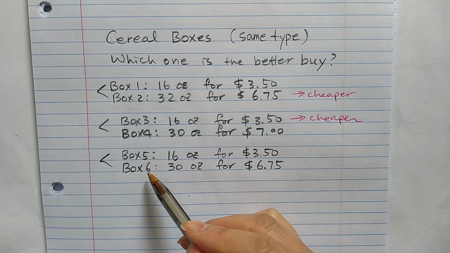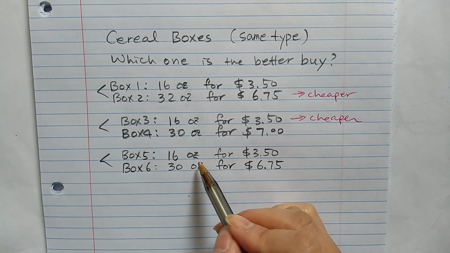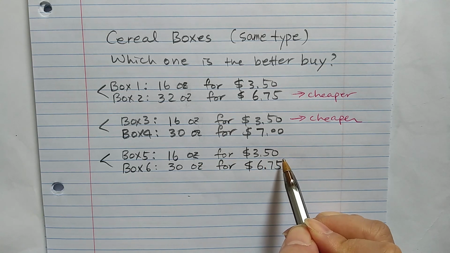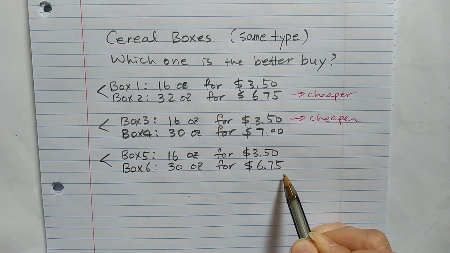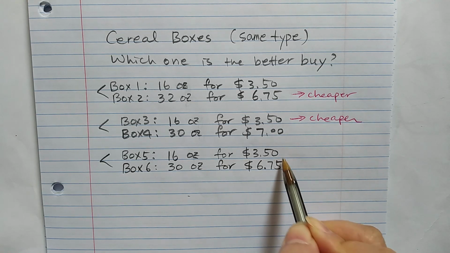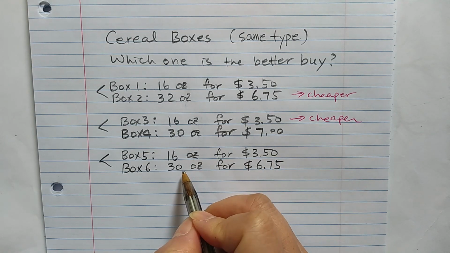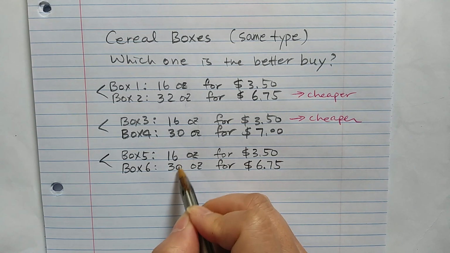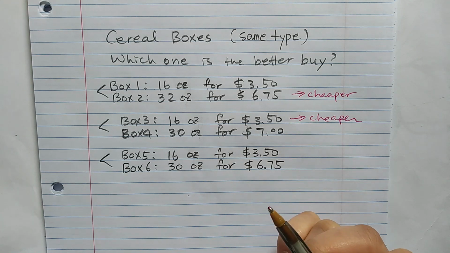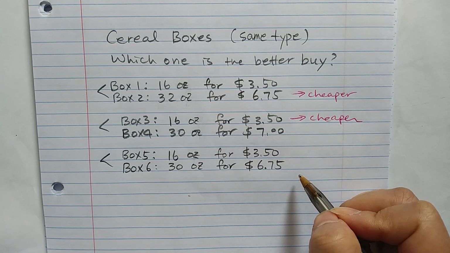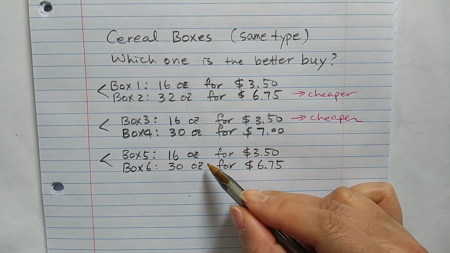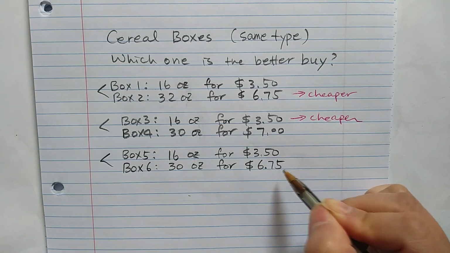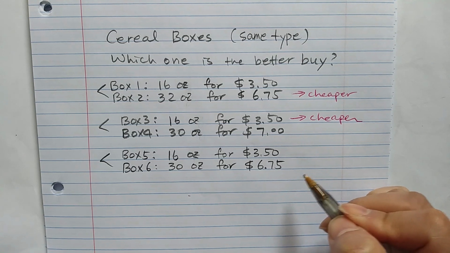For box 5 and 6, 16 ounces for $3.50, 30 ounces for $6.75. Both are a little less than double. The price is a little less than double. The weight is a little less than double. In this case, we'll calculate the price for 1 ounce for each box and compare those prices.